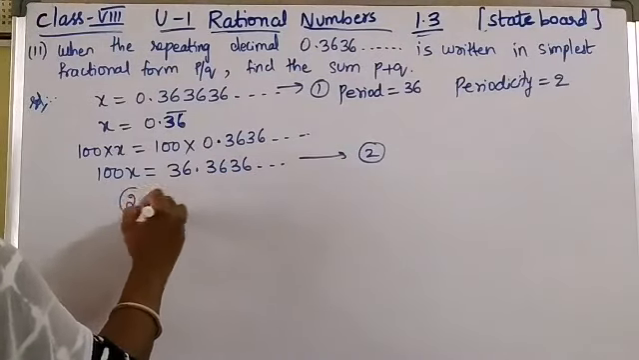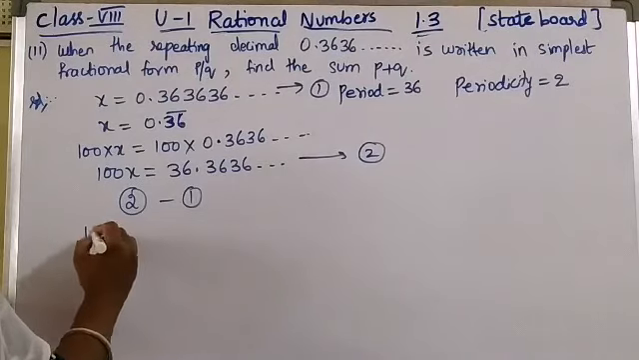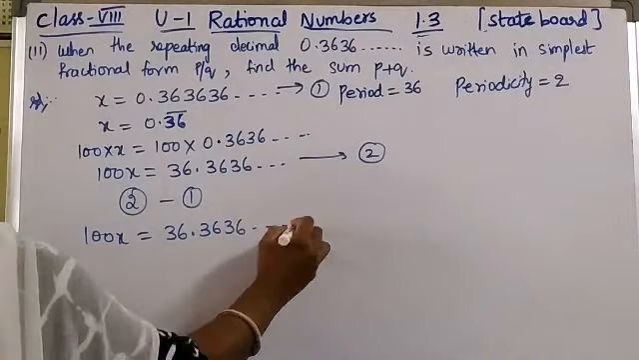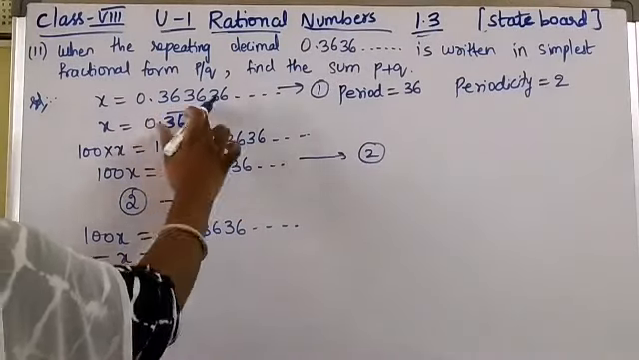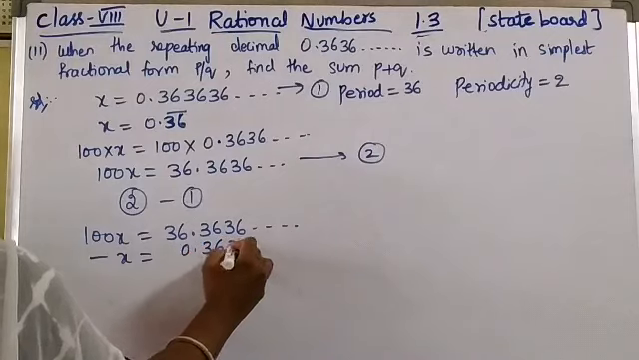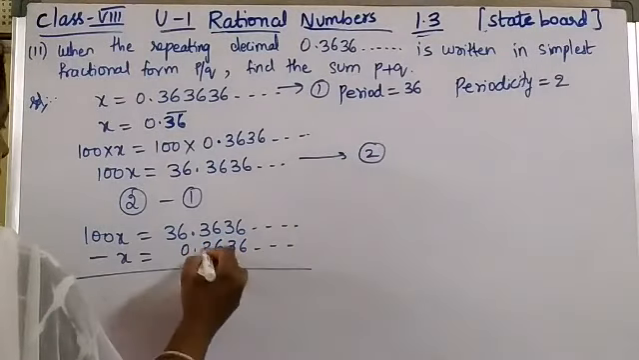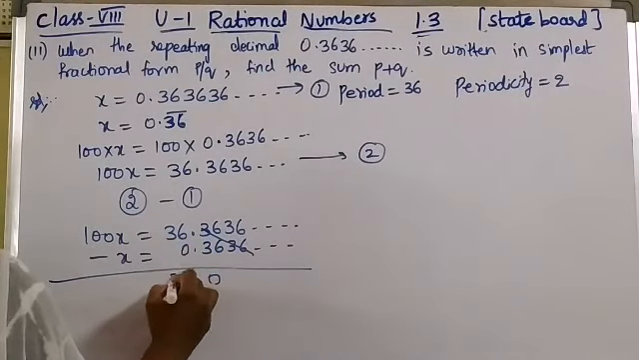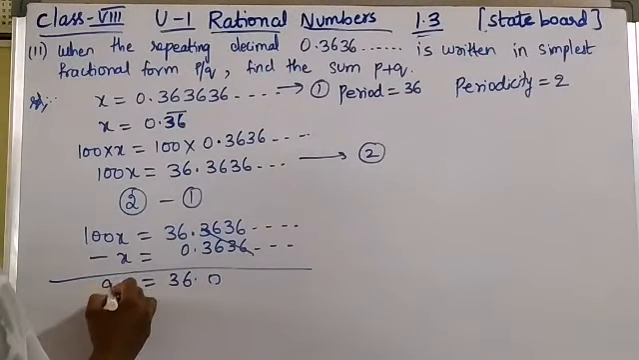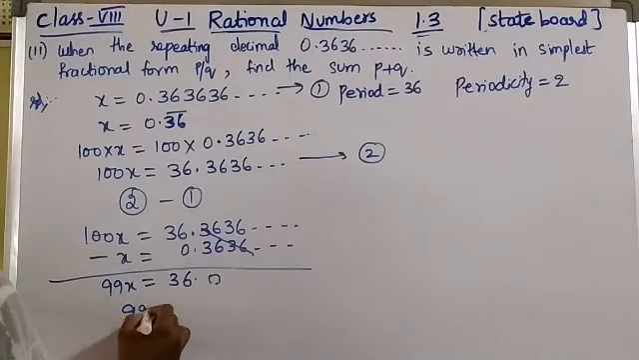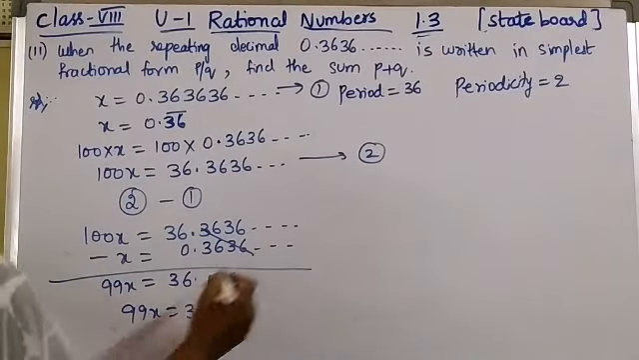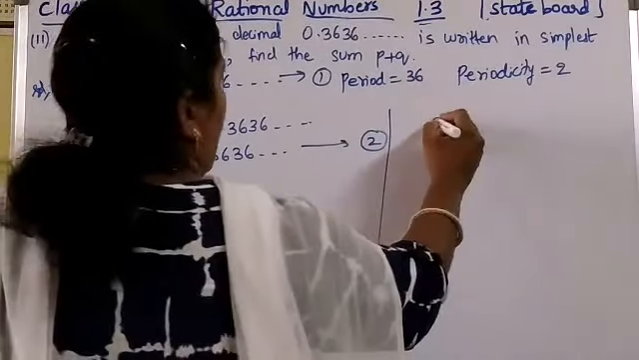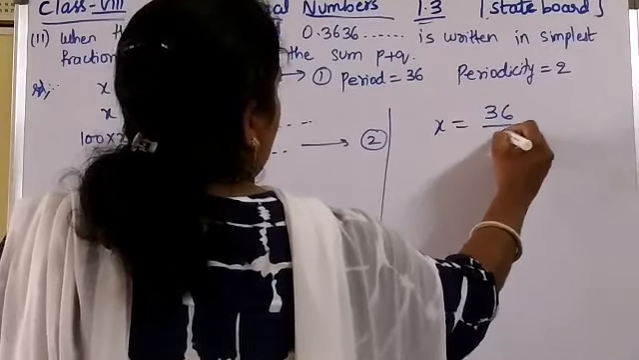Okay. Now 2 minus 1 you do. What is 2? 100x is equal to 36.3636 and so on, minus x equal to, what is x here? 0.3636 and so on. Now when you do this, all zeros, you will get 0.6 minus 0.6, 3 minus 3, and 100x minus x, 99x. Okay. So 99x equal to 36 you got. Then what is x here, children? x equal to 36 by 99.